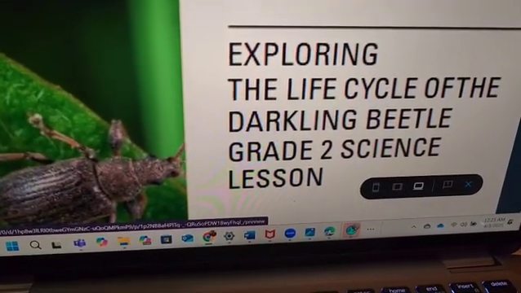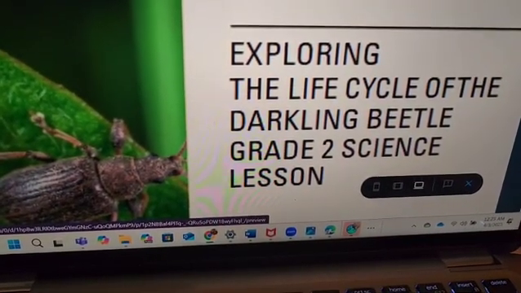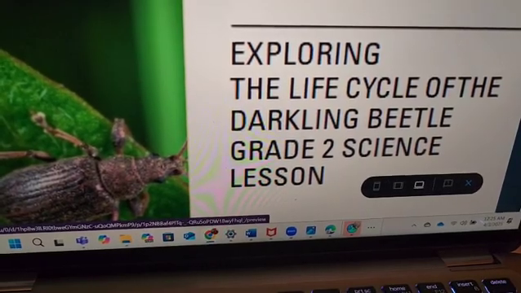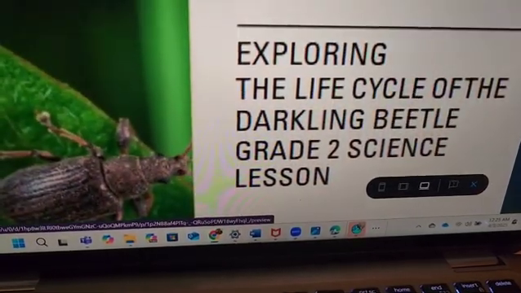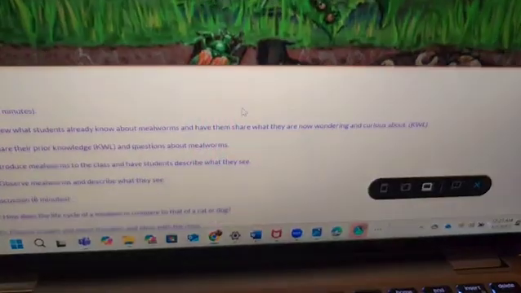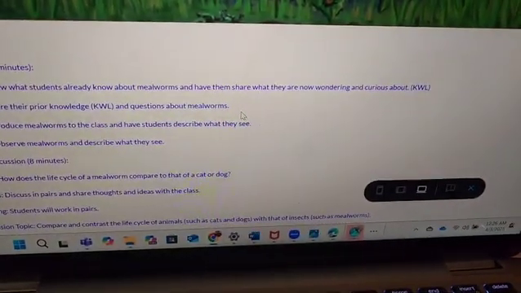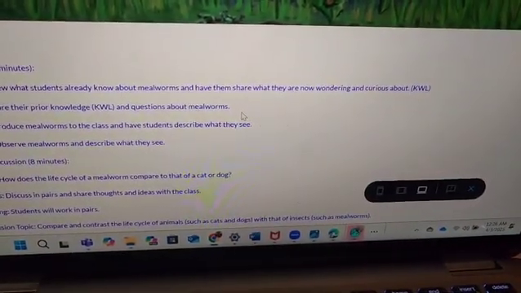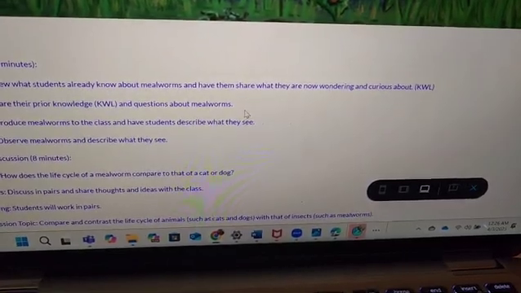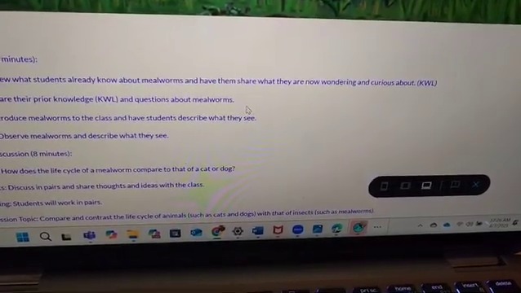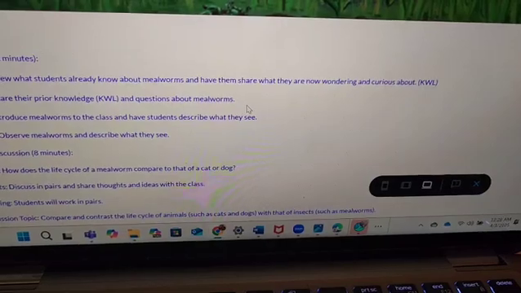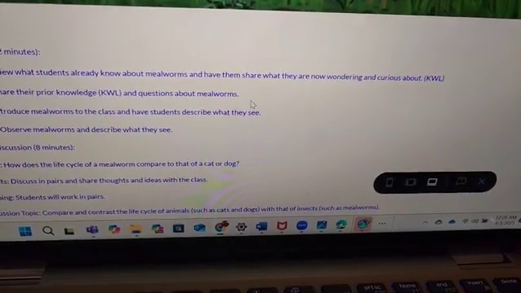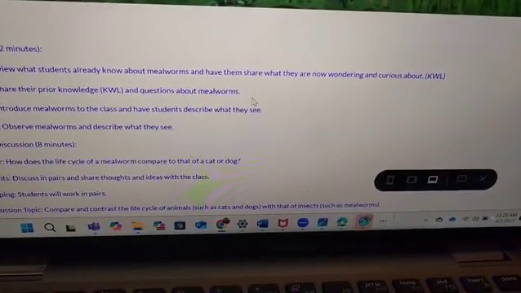Hello, today we'll be exploring the life cycle of the duckling beetle. So let's look at what we are having here in our classroom. Look at this aquarium. What do we have in there? That's right, we have mealworms in the classroom.